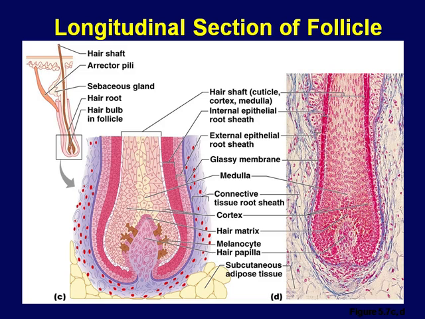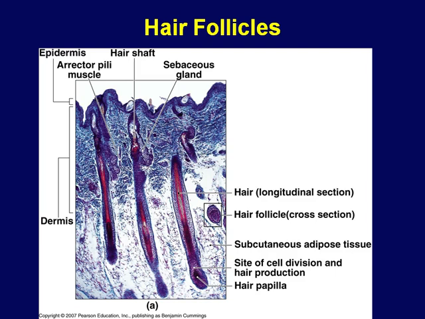The internal root sheath, surrounded by the external root sheath, is composed of three layers of cells: Henle's layer, Huxley's layer, and the deepest layer, the cuticle of the internal root sheath. The internal root sheath develops from the most peripheral cells of the matrix. It extends from the matrix to where the duct of the sebaceous gland enters the hair canal. The absence of the internal root sheath from that point leaves a space known as the canal of the hair follicle.